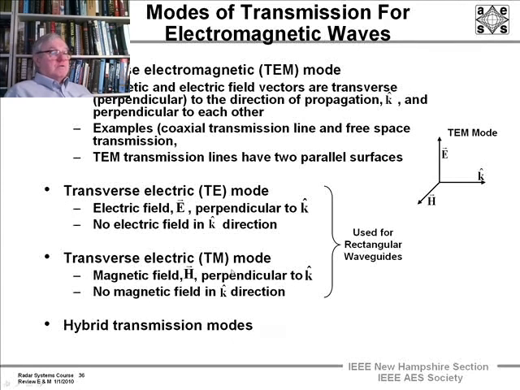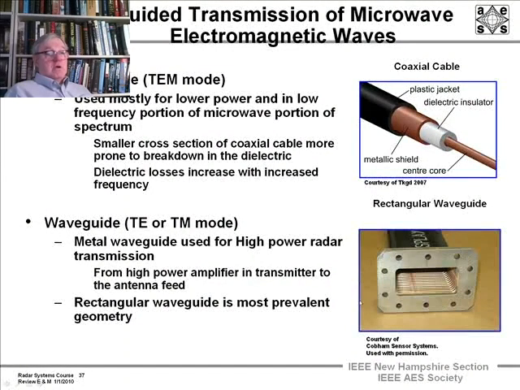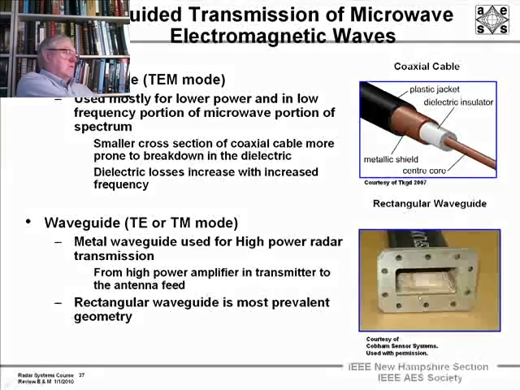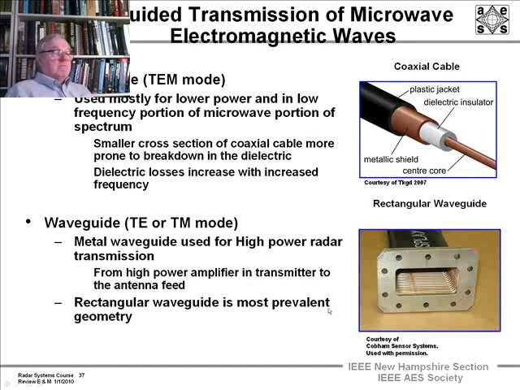These two modes are the most efficient ones to use in rectangular waveguides, which are usually the mode of choice for transmitting microwave energy from your transmitter to your antenna. At low power, in the low portion of the microwave frequency spectrum, you can use coaxial cable. The small cross-section of the coaxial cable is more prone to breakdown, so you have to be careful how you use it. And dielectric losses increase with frequency. So that's the reason it's only used under those conditions.